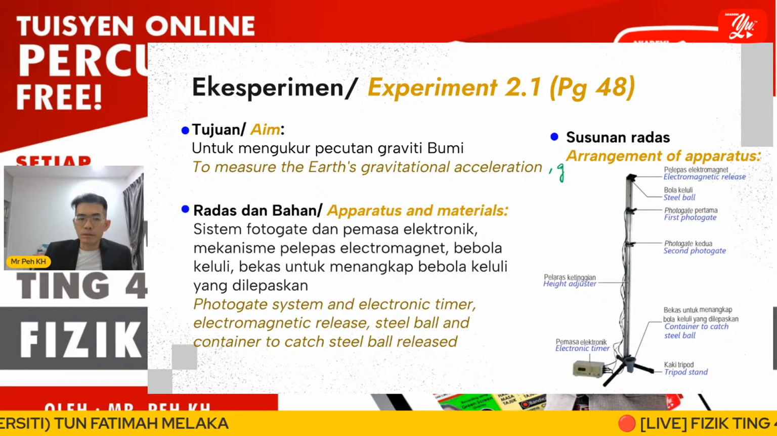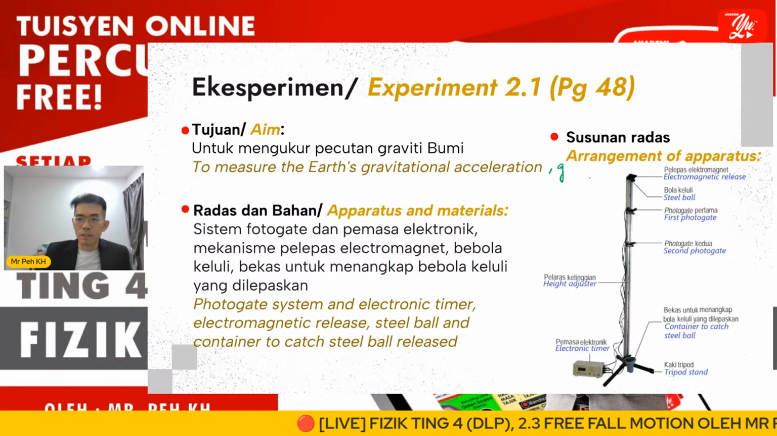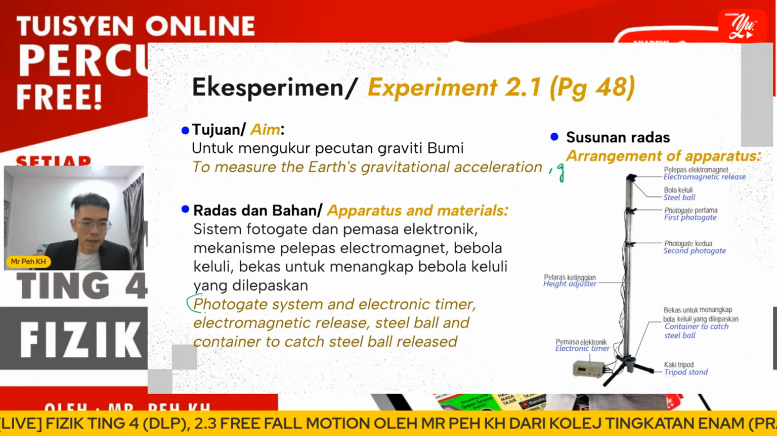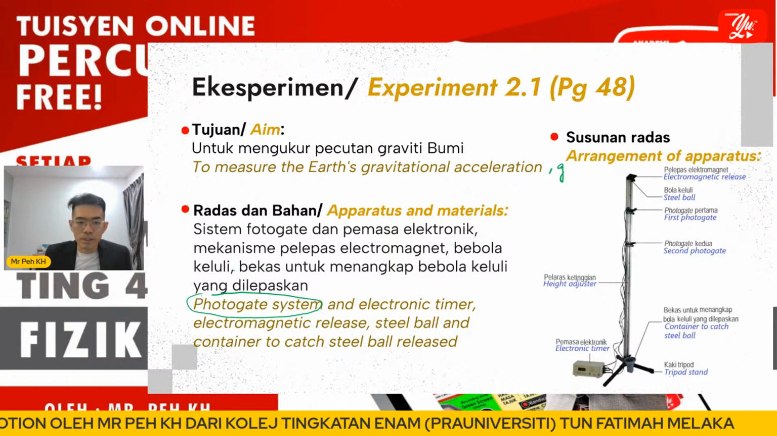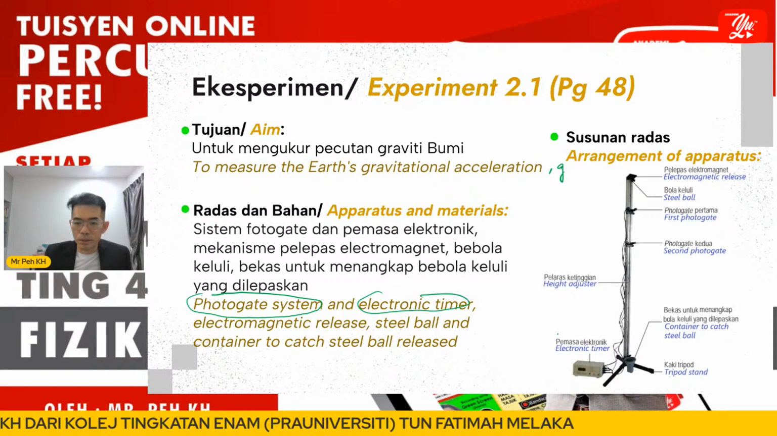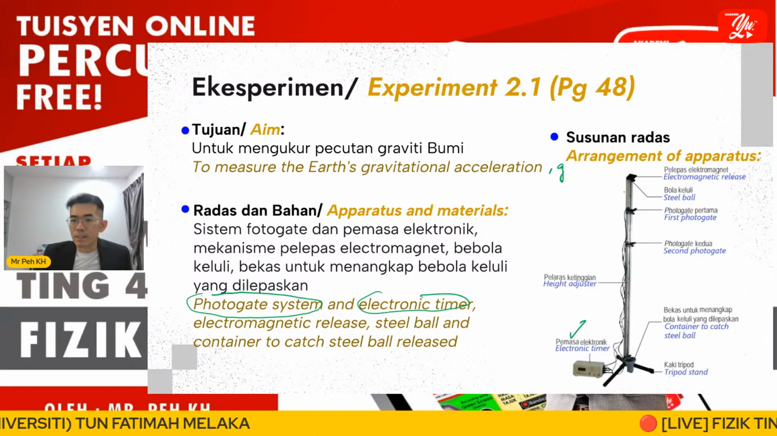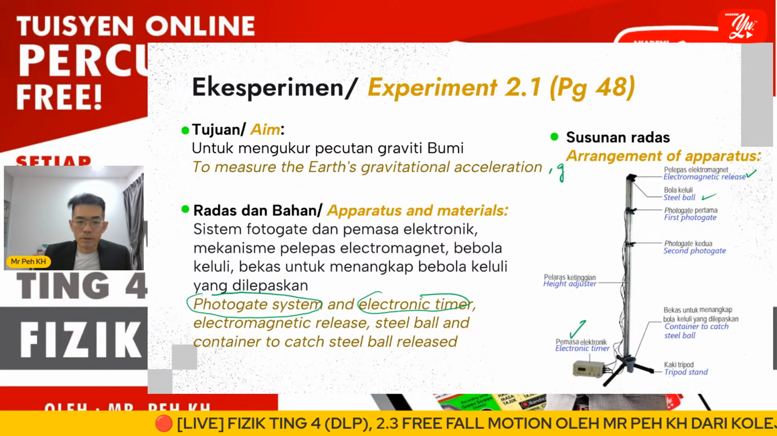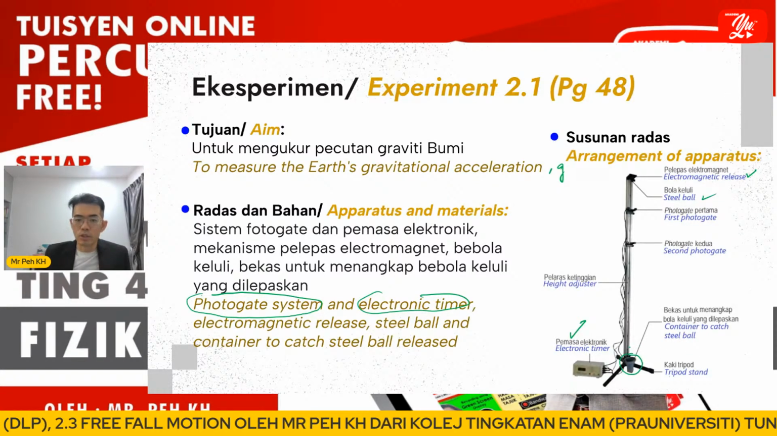The arrangement will be just like this figure. For the apparatus and materials in this arrangement, you may see there is a photogate system, and the photogate system and electronic timer will be this. The electromagnetic release will be here. There is a steel ball, together with a container. This container is going to catch the steel ball released.